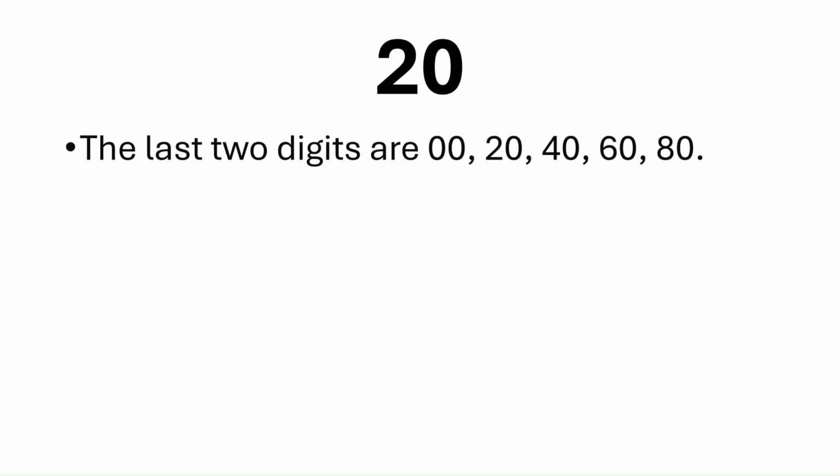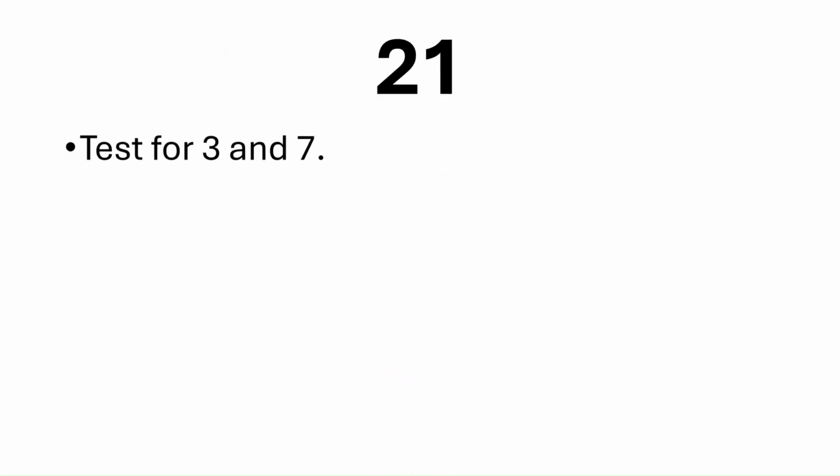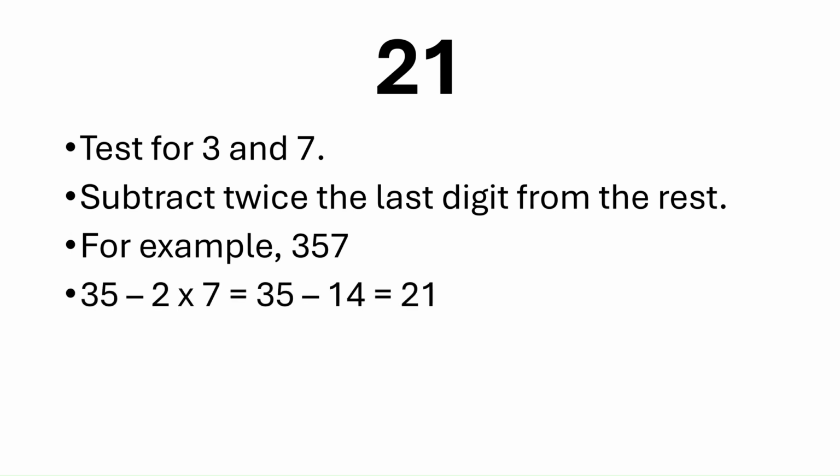20. The last two digits are 00, 20, 40, 60, 80. For example, 5220, 7680, 3240. Alternatively, test for 4 and 5. Test for 3 and 7. Alternatively, subtract twice the last digit from the rest. For example, 357: 35 minus 2 times 7 is equal to 35 minus 14, which is 21.